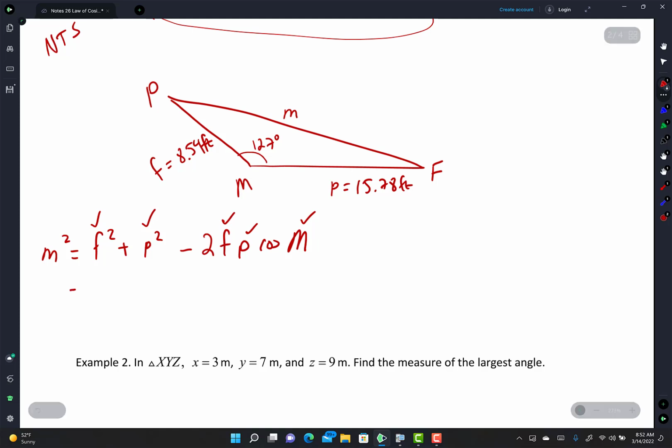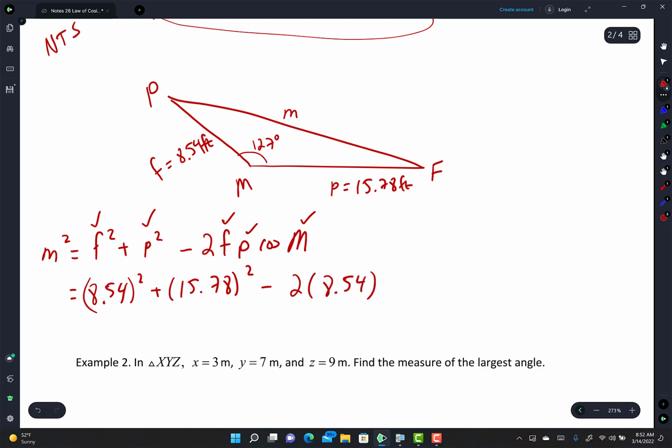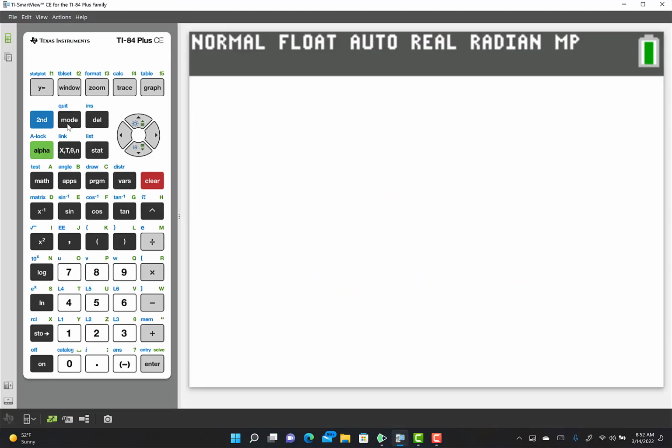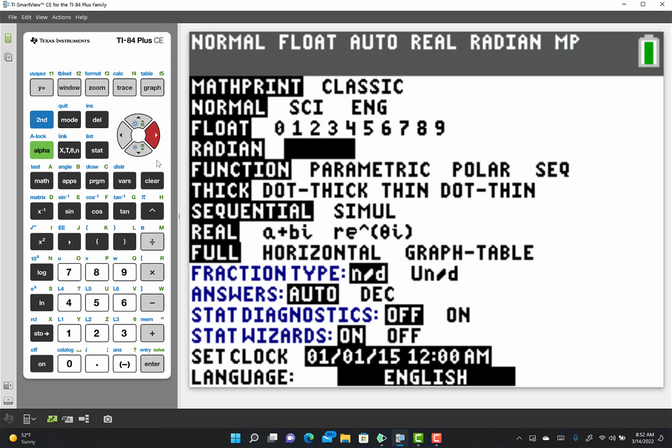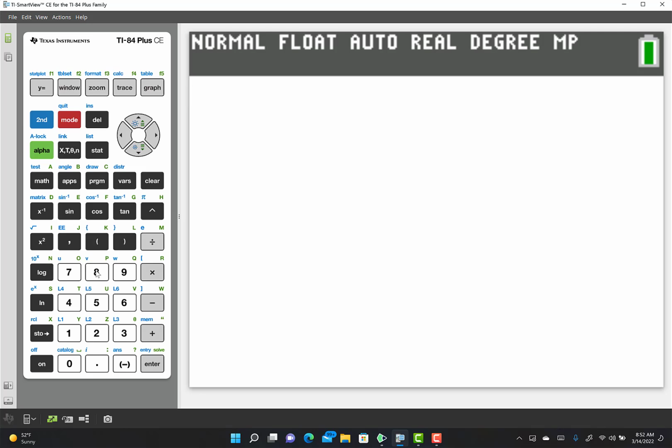So here we go. I'm going to take my calculator. I'm going to go 8.54 squared plus 15.78 squared minus 2 times 8.54 times 15.78 cosine of 127 degrees. And that's going to be M squared. So I take my calculator. It's in radian mode, so I changed my mode to degree mode. And I already forgot my numbers. Can you guys help me out? What was it?